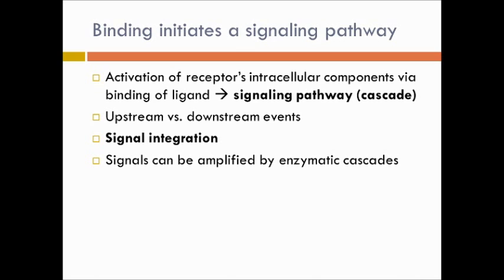So activation of the receptor's intracellular components when the ligand binds induces a signaling pathway or cascade. In different parts of the pathway or cascade, things that are above it in the pathway are called upstream events, and things that are occurring later on in the pathway from a certain point would be called downstream events. Signal integration is when signals from 2 or more different cell surface receptors merge to activate the same response in cells, and these signals can be amplified via enzymatic cascades.